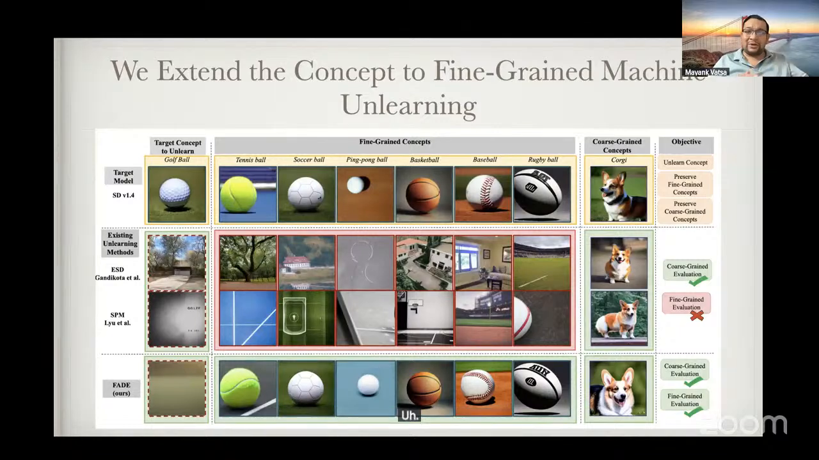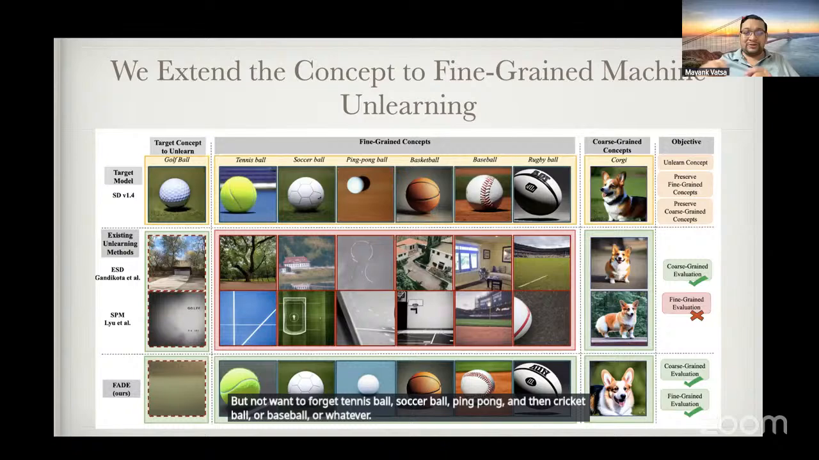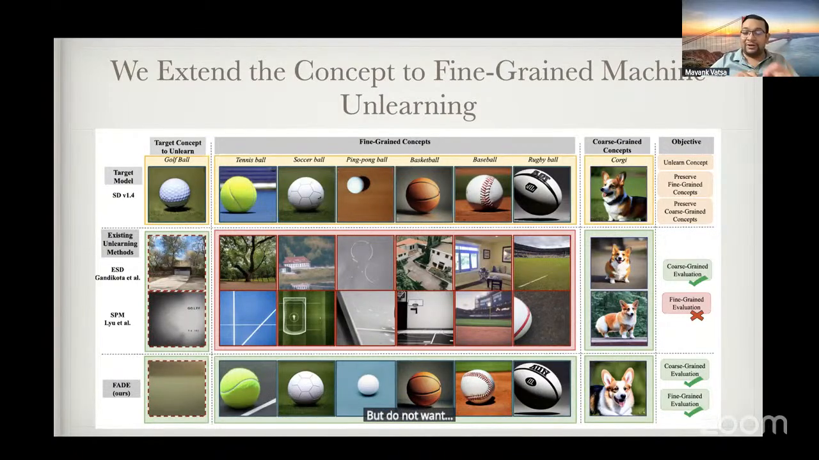And this is what we proposed in CVPR 2025. We extended the whole problem statement to a more sophisticated point: what if we want to forget a golf ball, but do not want to forget tennis ball, soccer ball, ping pong, and then cricket ball or baseball or whatever. So this becomes essentially a very fine-grained problem statement, that we want to forget a particular concept and preserve all the related concepts.